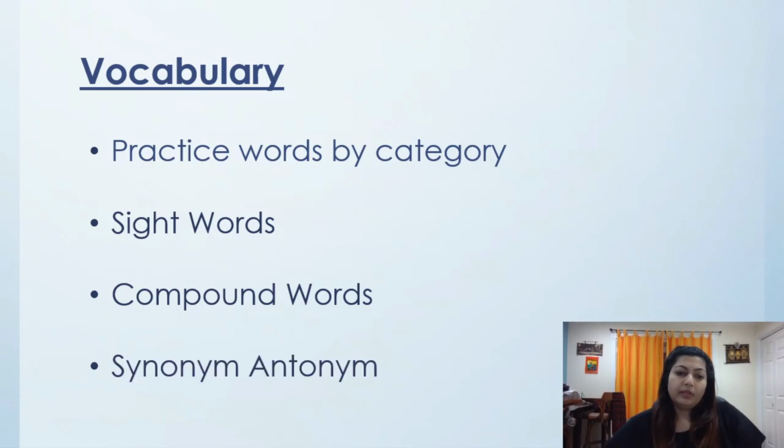Synonym, antonym. Synonym and antonym is very basic, just knowing that there can be synonym words and there can be antonym words. It doesn't have to be very complicated like red and scarlet, but can be very simple, like sad and crying, happy and sad, antonyms as well. Very simple, like short and tall, nothing complicated as of now.